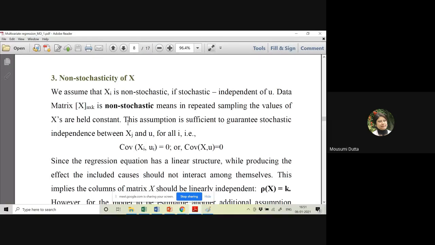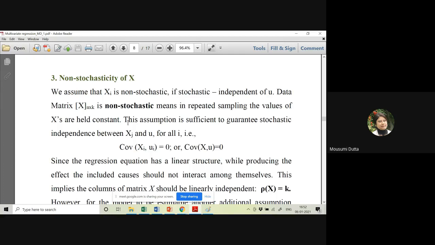Now, in a k-variable analysis, to avoid any kind of noise in the system, we can assume that all the explanatory variables we are considering will be non-stochastic in nature, so that this condition, Cov(x, u) equal to 0, is trivially satisfied. So this is the first part of this assumption.